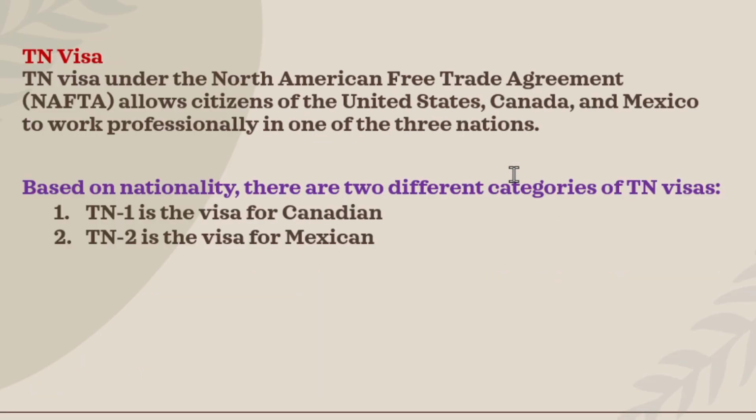Next is the TN visa. The TN visa under the North American Free Trade Agreement, NAFTA, allows citizens of the United States, Canada and Mexico to work professionally in one of the three nations. Based on nationality, there are two different categories of TN visa: TN1 is the visa for Canadians, and TN2 is the visa for Mexicans.